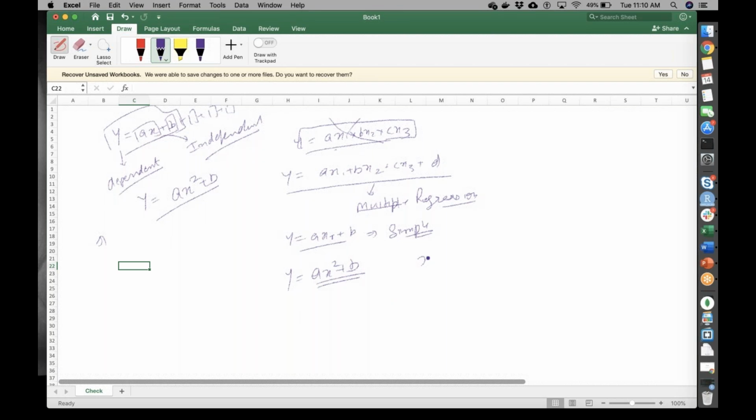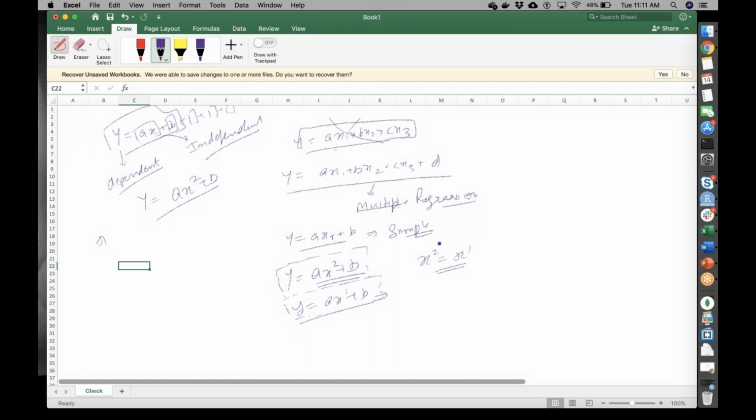But let's say I say x square is equal to x dash. And now if I say y equals a x dash plus b, can I say this is an example of simple linear regression? Correct? So you're saying that yes, this looks like a simple linear regression. So what about this? Can I say this is also an example of simple linear regression? Okay, you're still saying no.